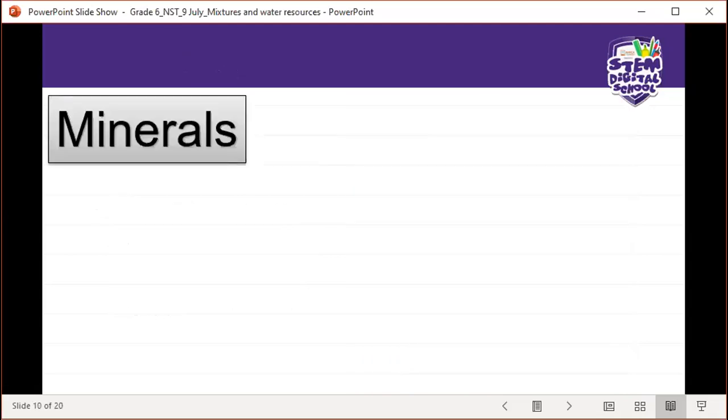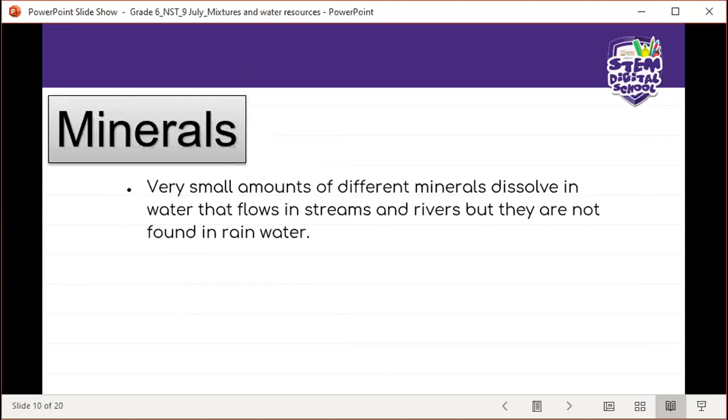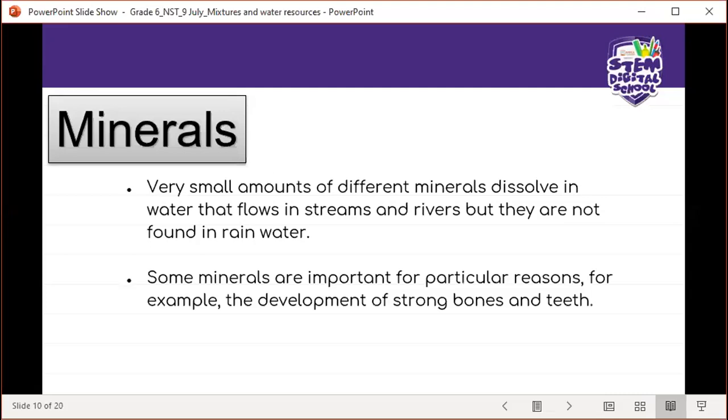Okay, so the next natural substance that dissolves in water is what we refer to as minerals. Okay, so minerals, guys, it's very small amounts of different minerals which dissolve in water that flow in streams as well as rivers. Okay, but they are not found in rainwater. So you only find them in streams as well as rivers. So very much important that these minerals are not found in rainwater. Okay. And then some minerals are important for particular reasons. For example, the development of strong bones as well as teeth.